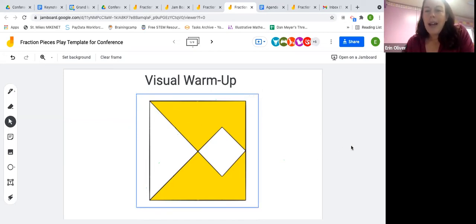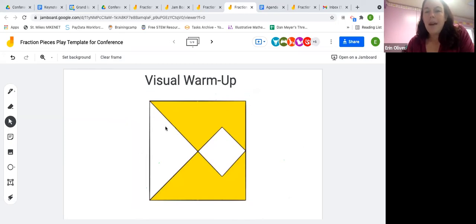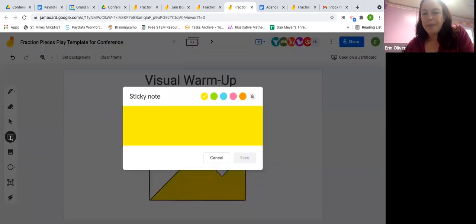So right now, I want everyone to think about that white triangle in the shape. And I want you to pull up a sticky on the Jamboard. So you'll pull up a sticky like this. And I want you to write what you think, what fraction of the shape is that white triangle. So what fraction of the large shape is that white triangle?